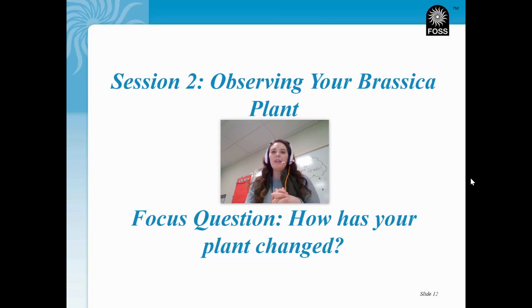So we are going to be observing our brassica plant. Our focus question today is, how has your plant changed? This will be the first time we are looking at it since Monday. How has it grown? What do you notice is different from when you looked at it earlier this week compared to today? I told you earlier in the week that this science unit is really all about observation and noticing the different life cycles of plants and insects.